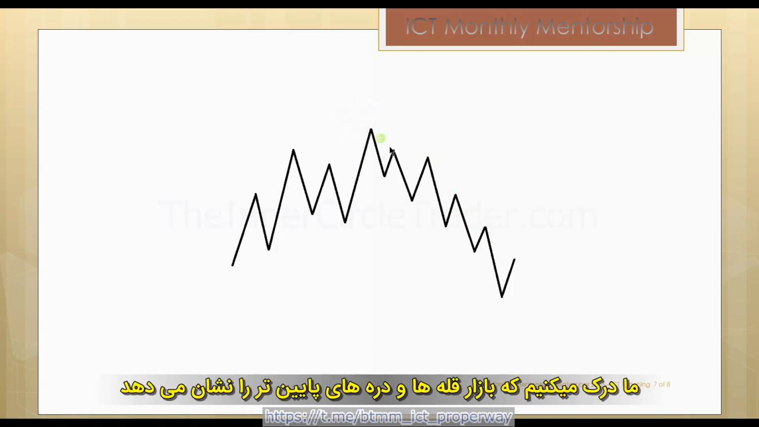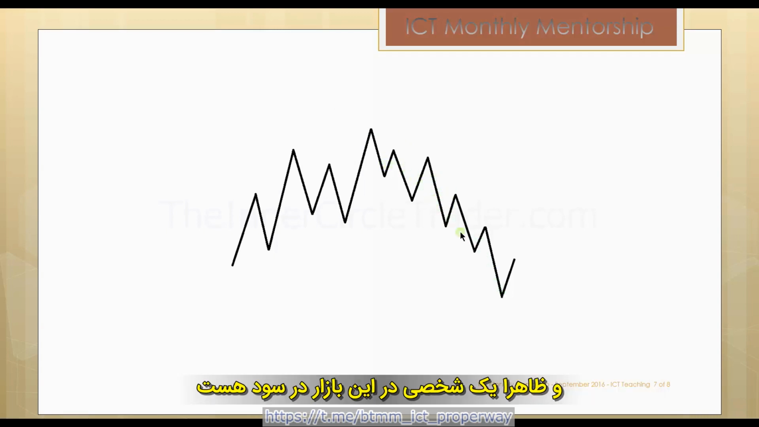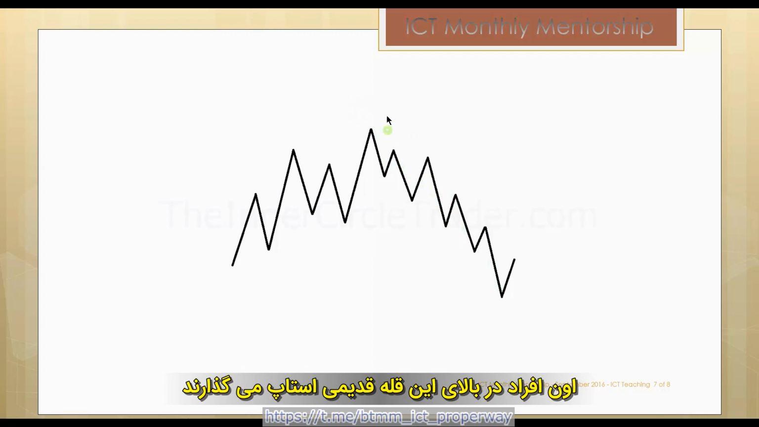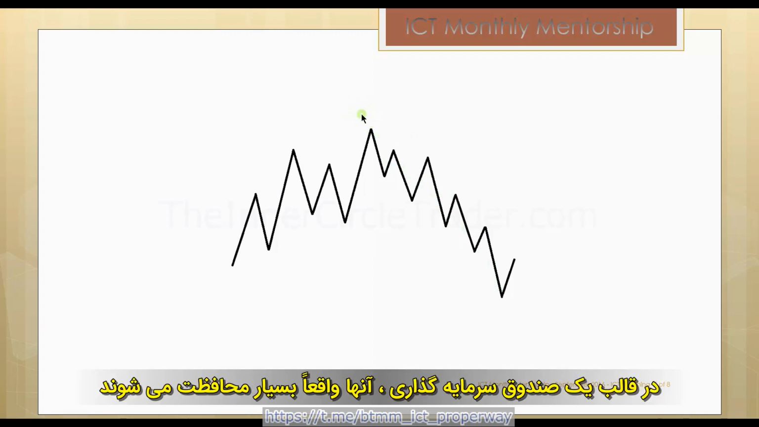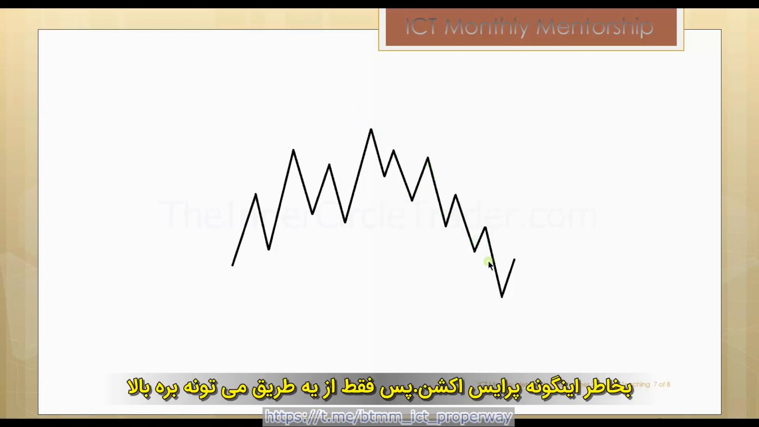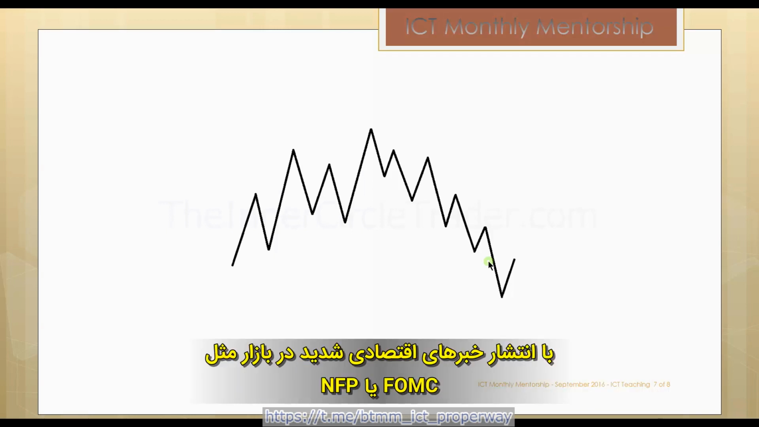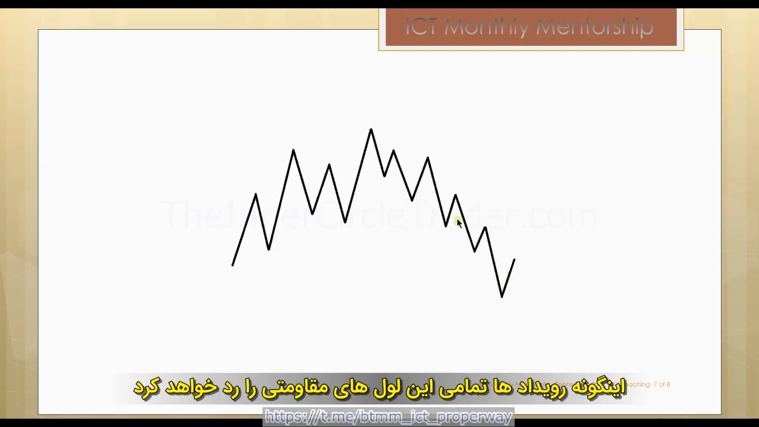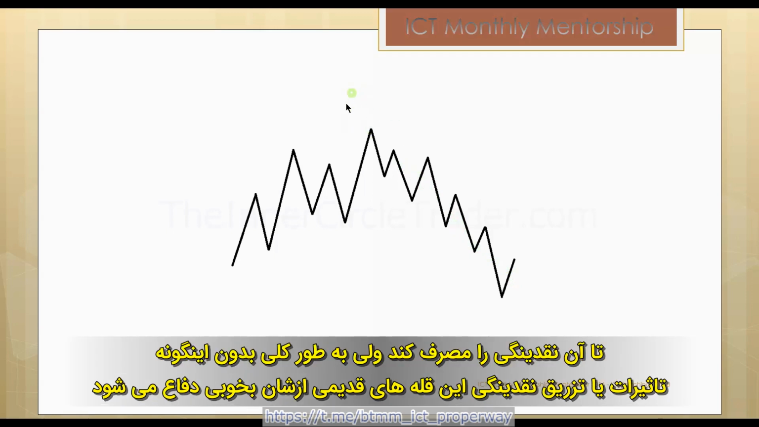We understand that the market has been presenting lower lows and lower highs, and somebody in this market would obviously be profitable. Those individuals with stops above this old high in the form of a fund are actually very highly defended because of this type of price action. So it's going to take a very sharp economic market release, the data, kind of like non-farm payroll or FOMC. That type of event will knock through all of these levels of resistance to run out that liquidity. But generally, without that type of influence or injection of volatility, these old highs generally are well defended.